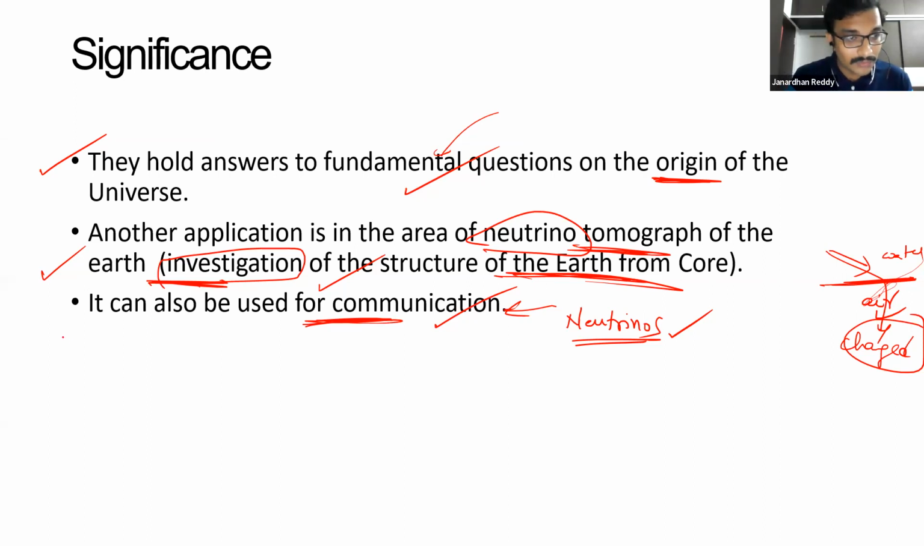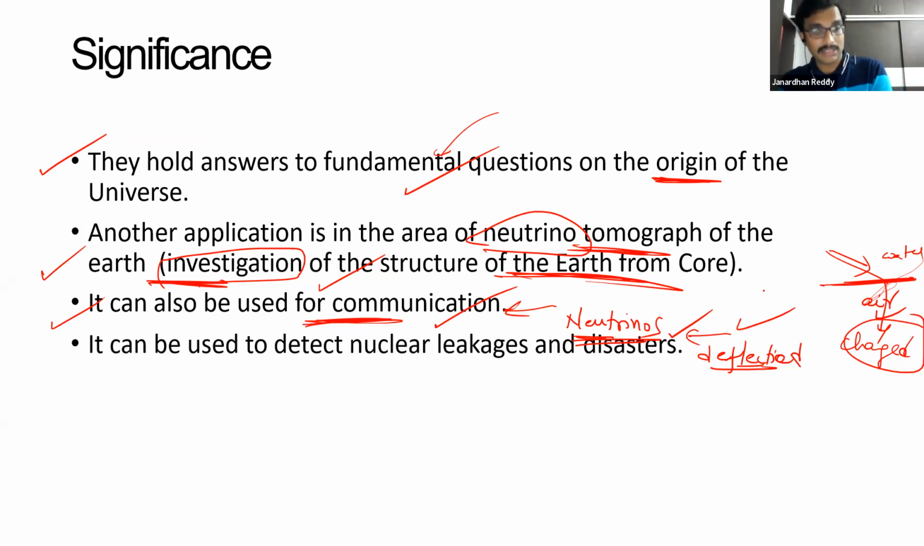And once they are used for communication, they are neutral. They will not be deflected also. No electromagnetic interference. That is a greater possibility which we have. Okay. So safe communication, communication without disturbance, can be established with neutrinos. The next important thing is nuclear leakages. Disasters can be detected well in advance because neutrinos are released in these leakages. So that is also another application.